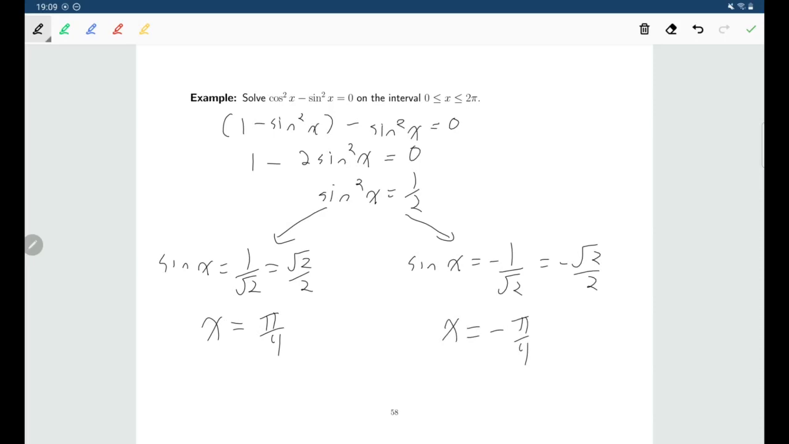That's coming from our inverse trig function. So the inverse trig function, sine inverse, it gave us those two values, pi over 4 and negative pi over 4. Now we just have to find the solutions that are actually in that interval. The first one, pi over 4, that one is.